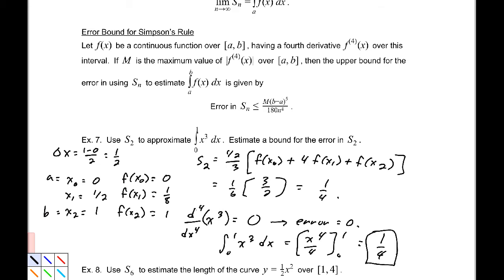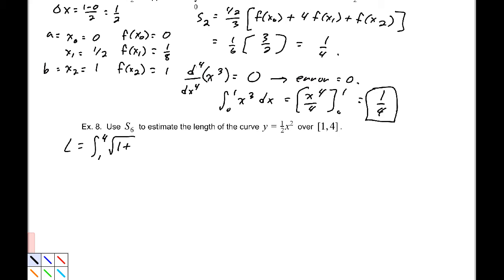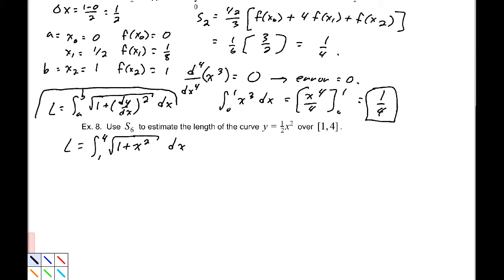Now for number 8, we're going to use S6 to estimate the length of a curve, and it's the same curve we've looked at previously. Referring back to some values we had before, our length is going to be equal to the integral from a to b, so from 1 to 4, of the square root of 1 plus the derivative of y, which is x, squared. Just let me throw that in here: the integral from a to b of the square root of 1 plus (dy dx) squared dx. That is just the length of a curve rule.